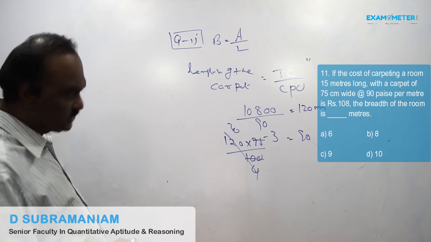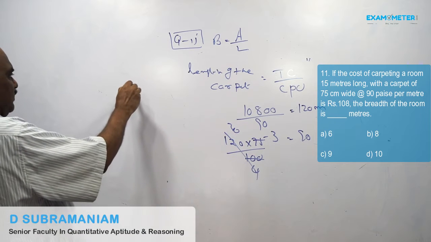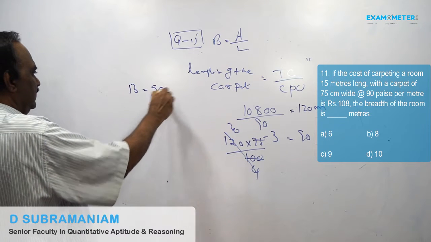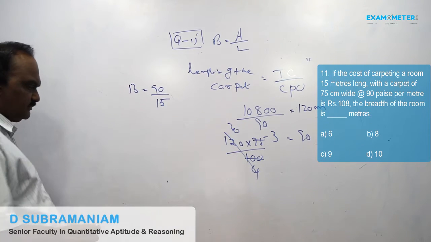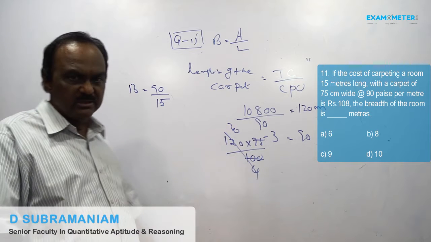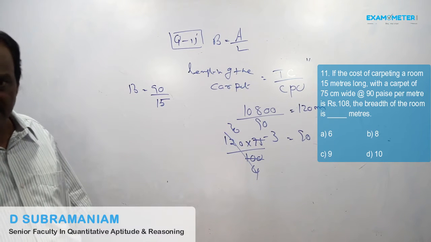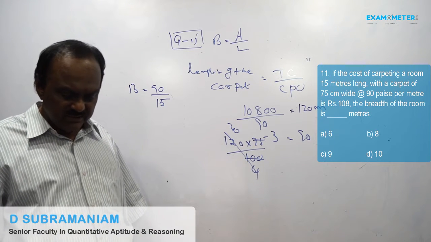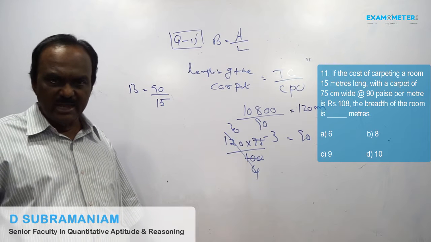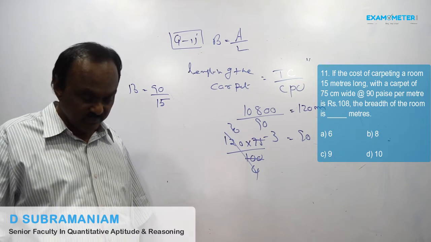So area is equal to 90. Length is given in the question as 15. So breadth is equal to area by length, that is 90 by 15. That is 6 meters. So answer is 6 meters.